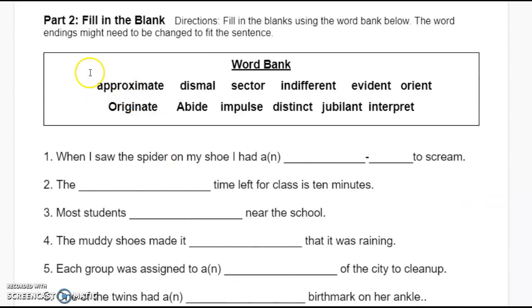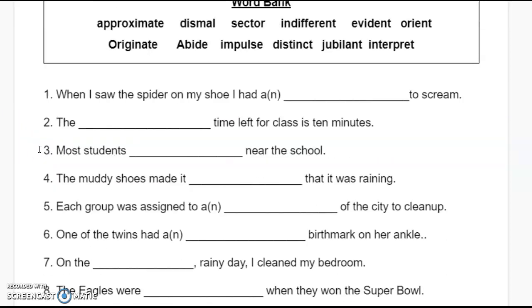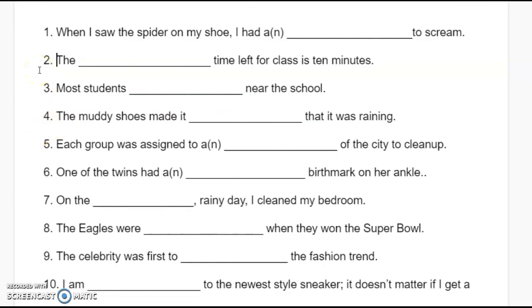In our word bank, we have approximate, dismal, sector, indifferent, evident, orient, originate, abide, impulse, distinct, jubilant, and interpret. Number 1, when I saw the spider on my shoe, I had a blank to scream. Two, the blank time left for class is 10 minutes.